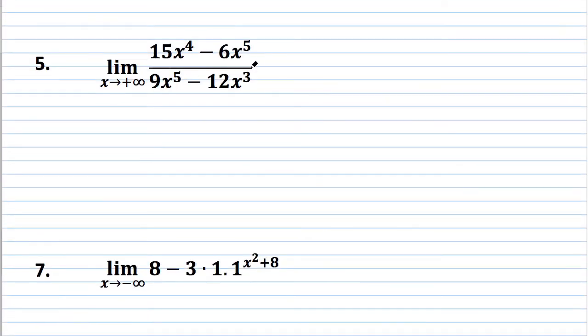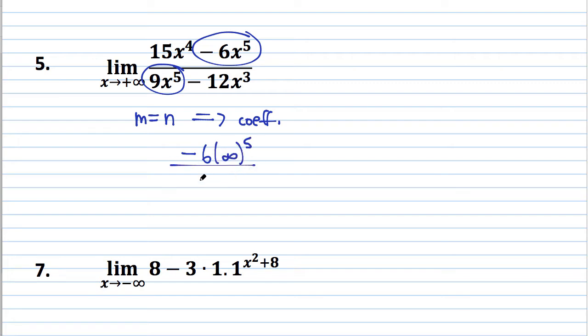For question number 5, again, I need to make sure that I'm looking at the highest degree term. In my numerator, I have negative 6x to the fifth. In my denominator, I have 9x to the fifth. So these are both the same degree, which means now I need to look at coefficients. So I have negative 6 times infinity to the 5th, over positive 9 times infinity to the 5th. The infinities to the 5th essentially cancel out, and I am left with negative 6/9, which simplifies down to negative 2/3. So my limit in this case is negative 2/3.